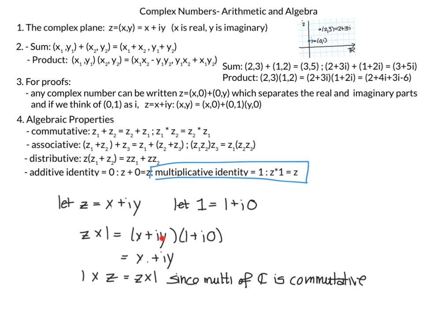So I have my x plus iy times 1 plus i0. Multiplying out, x times 1 gives me x, x times i0 is 0. Then I have my iy times 1, which is iy, and my iy times i0 is 0. So I am back to my original z. Technically, for this multiplicative identity, I also need to show that 1 times z is equal to z. But since 1 times z is equal to z times 1, because multiplication of complex numbers is commutative, this is also equal to z.